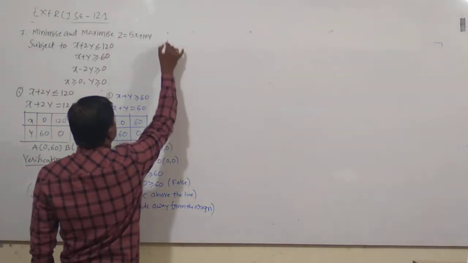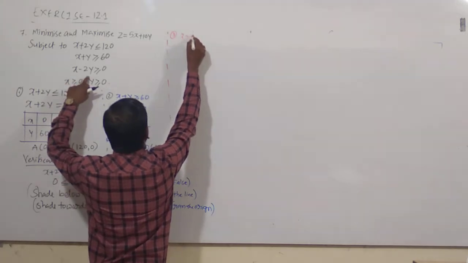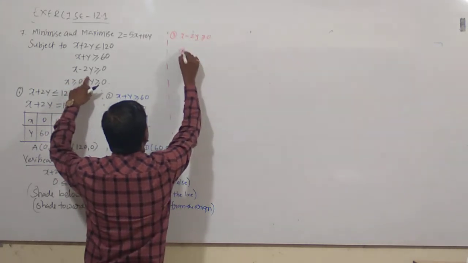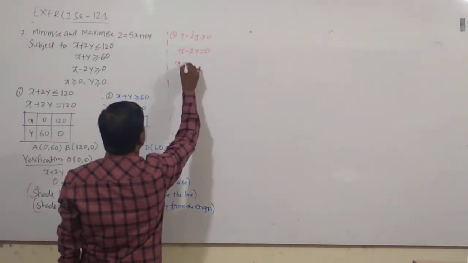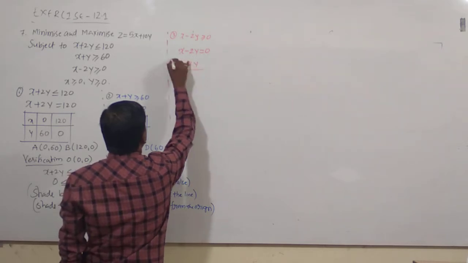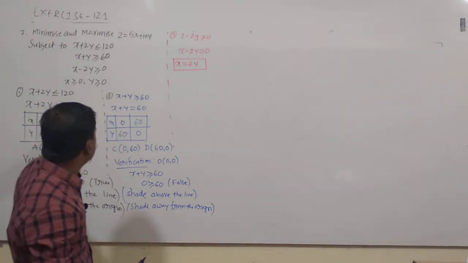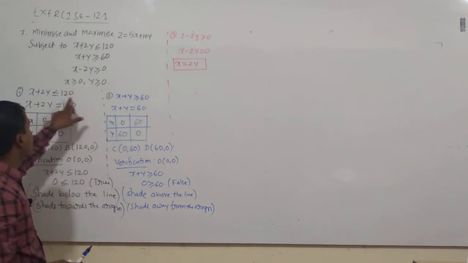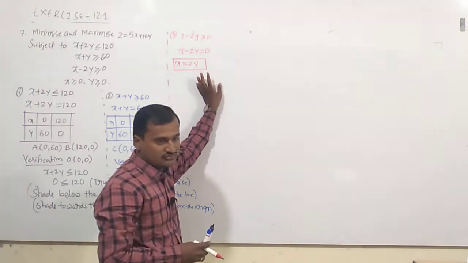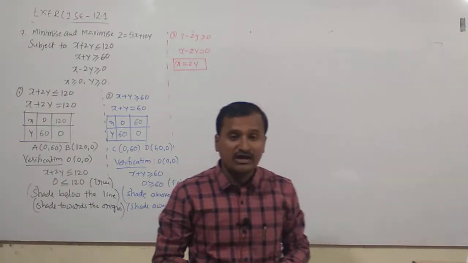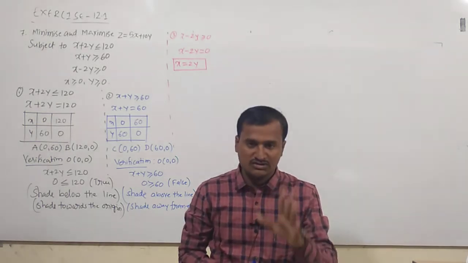The third one is x minus 2y, which is more than or equal to 0. Write the inequality as an equation: x minus 2y. Here you should observe carefully. x equals 2y. For the earlier lines we had a constant, 60 and 120, but here we have no constant. In a given equation of a line, if there is no constant, then it is understood that the line is always passing through the origin.